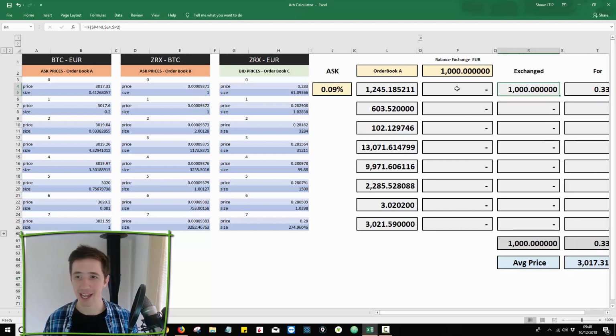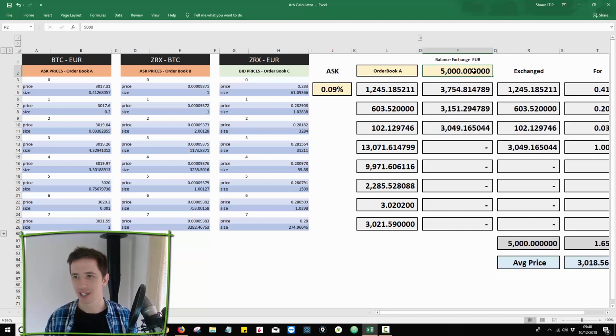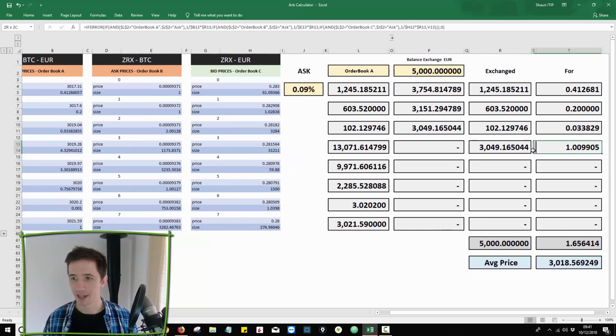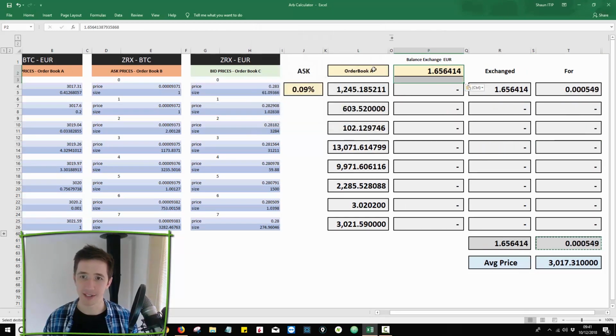Now let's go back to order book A and assume I have 1,000. Well, you can see the full 1,000 is eaten up on the first level of the order book. Just for the example of this calculation, let's put in 5,000. You can see that the 5,000, by the time I get to level 3 or 4 over here, actually, I've eaten up all 5,000 and I now have 1.65 Bitcoin. So I'm going to paste that in.